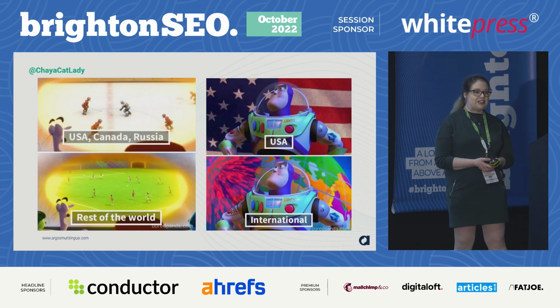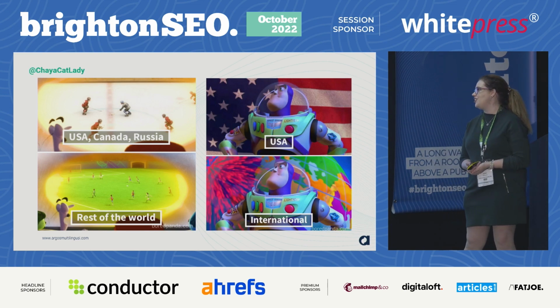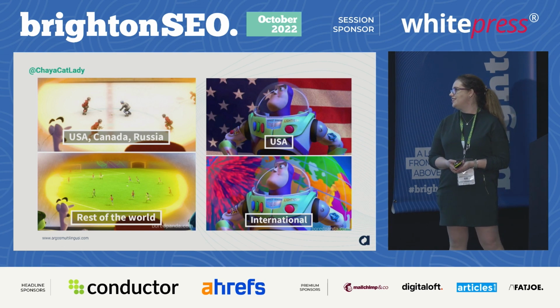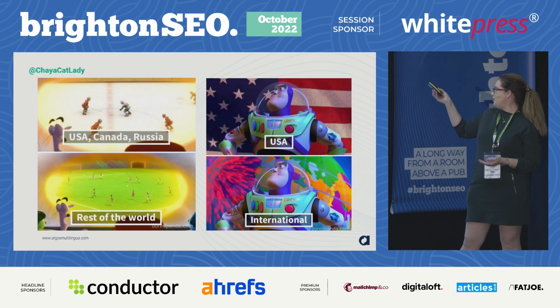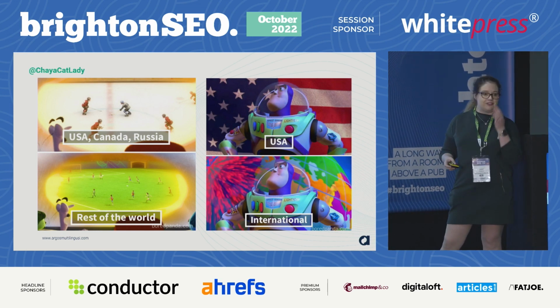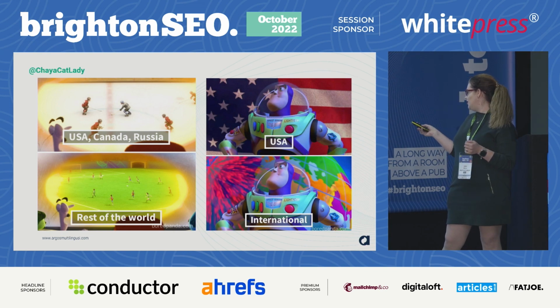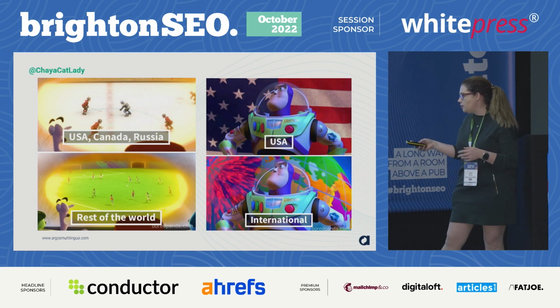So films are really, really great when it comes to localization because you can see that, for example, they adapt. So here you can see ice hockey, rest of the world gets football. In the US, Buzz Lightyear is standing in front of an American flag. Rest of the world, he stands in front of, I don't know, a globe, something different.